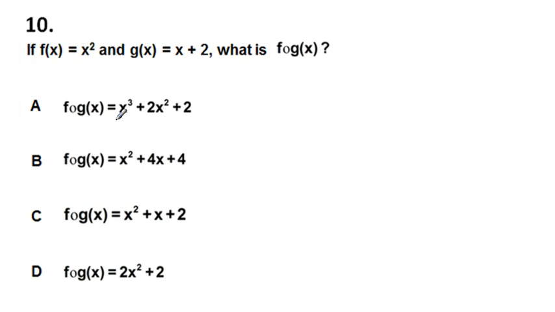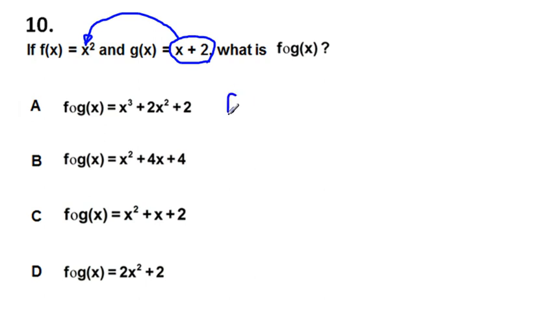Problem 10. If f of x equals x squared and g of x equals x plus 2, what is f of g of x? Again, that's not f times g, it's f of g of x. And so what that calls for is to substitute this x plus 2 expression in place of this x squared here. And so we're going to do that over to the side.